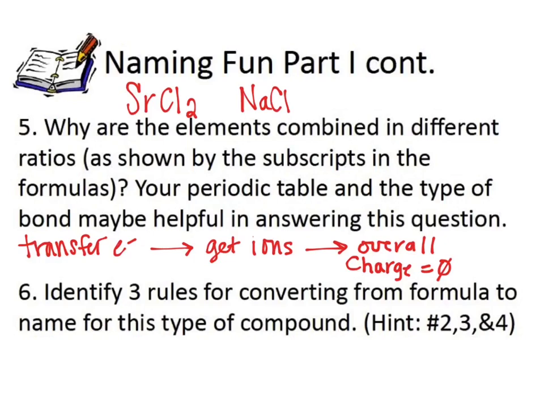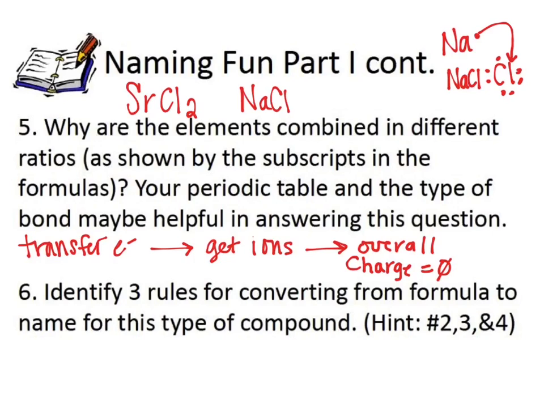So what does that mean? That means if I go back to doing dot diagrams, NaCl, what happens? The Na transfers its electron to the Cl. And is it happy? It is happy. It's got all those electrons. So they're both happy. So then it becomes NaCl.